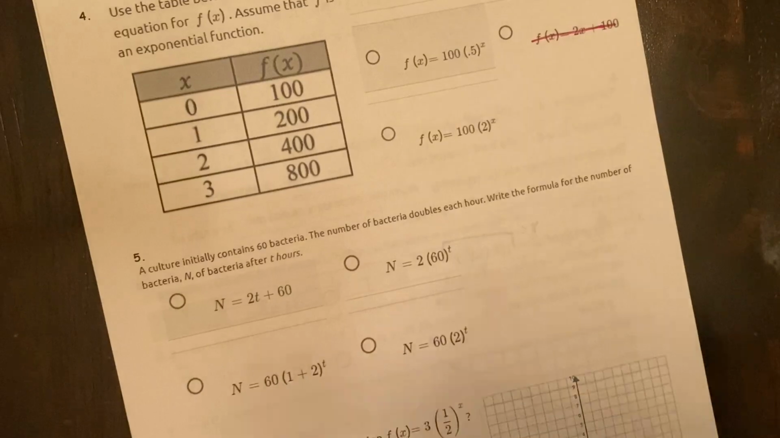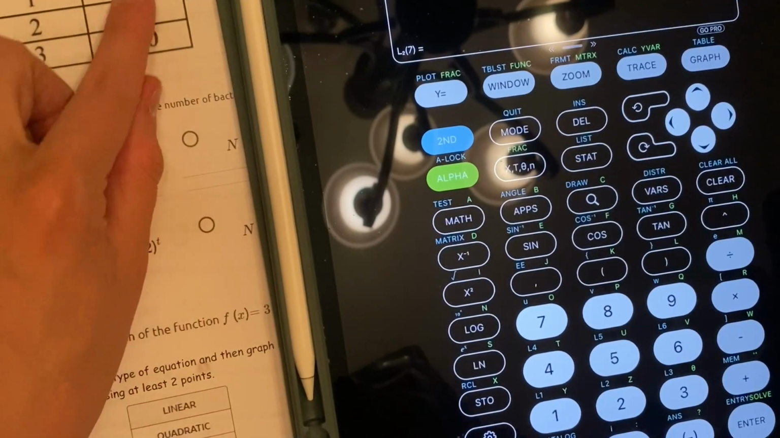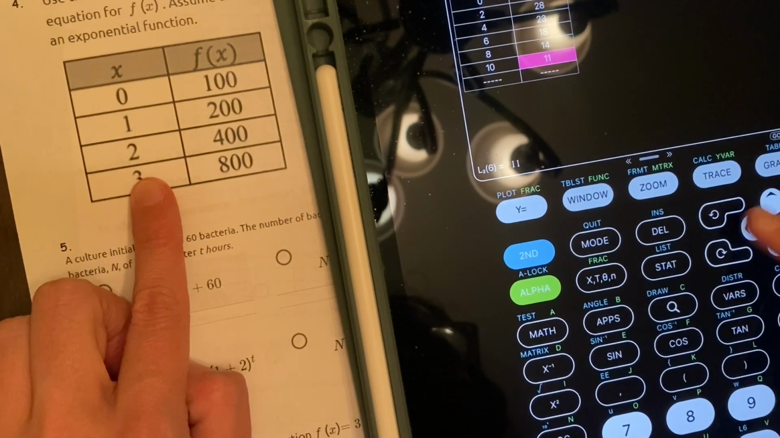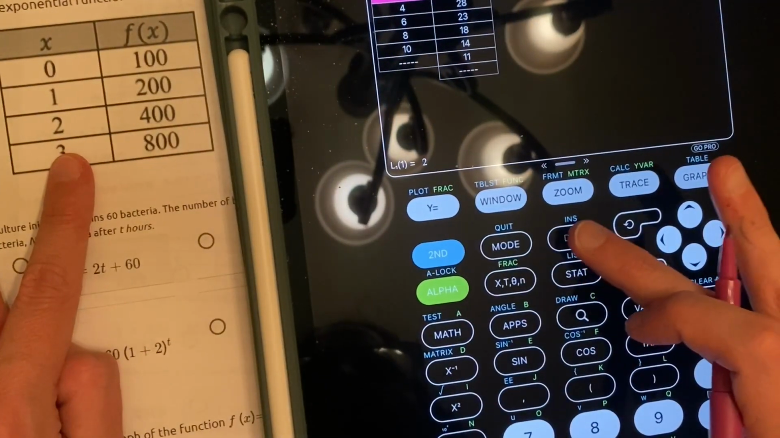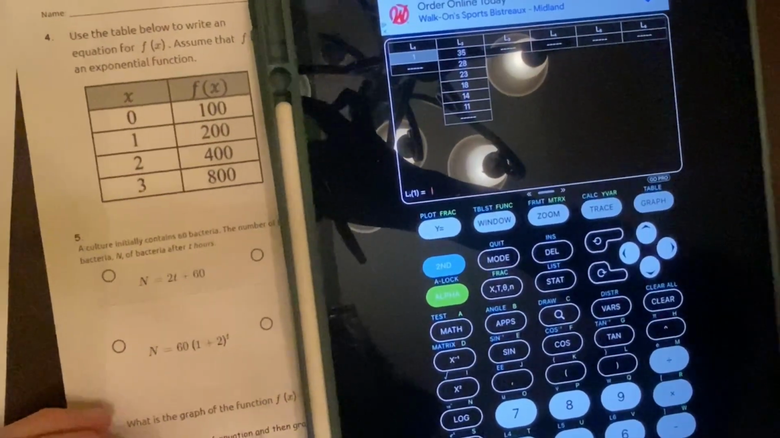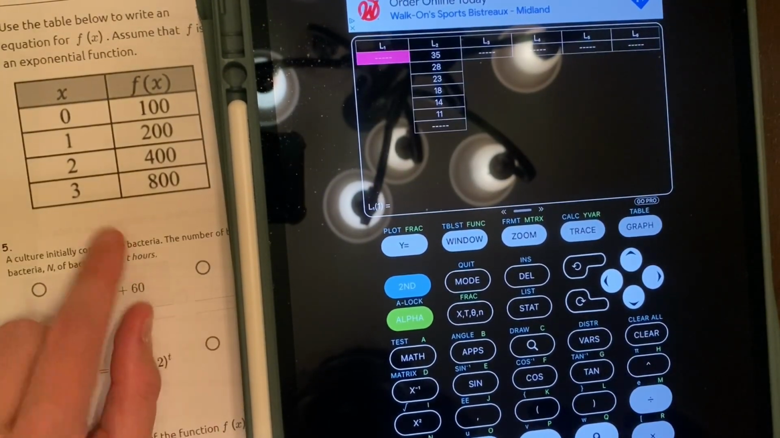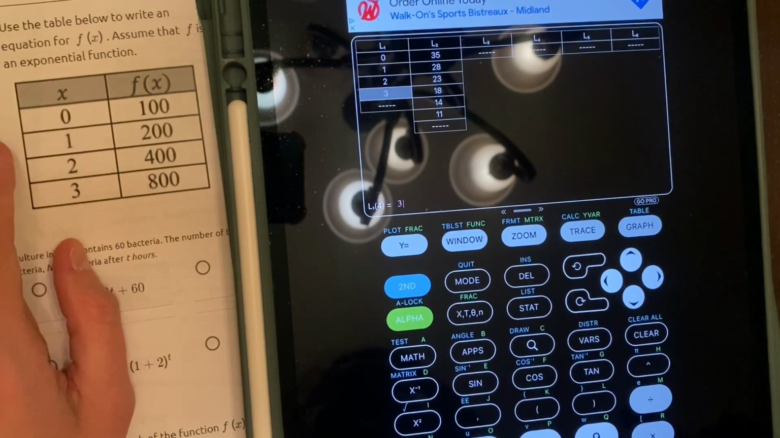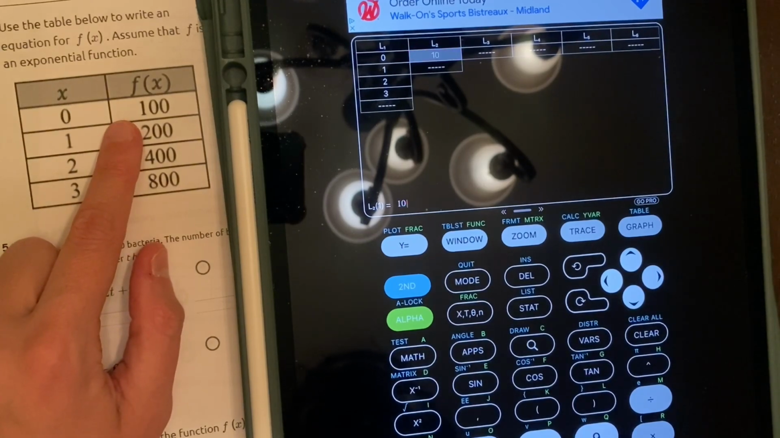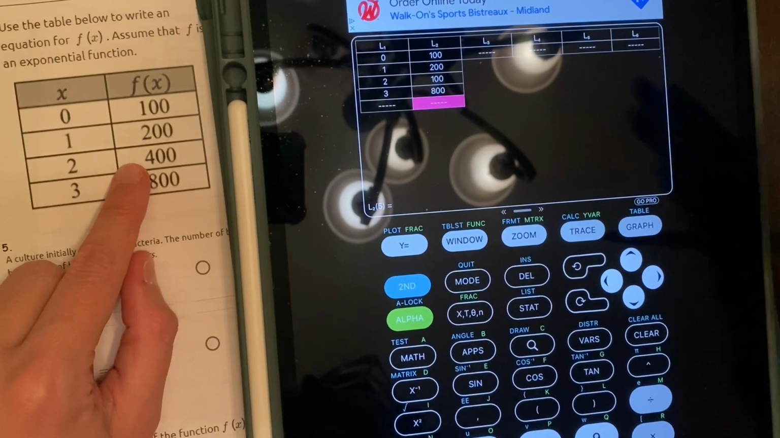So what do you do with a table? With a table, we should go to Stat Edit. If your table is already filled out for you, it's 100% full, I want you to go in and type the whole thing. Not part of it, the whole thing. I will zoom out a little so you guys can see. Our first numbers in Stat Edit are 0, 1, 2, 3. I typed the whole thing. That's going to be 5 seconds to do. 100, 200, 400, 800. Again, type in the whole thing.